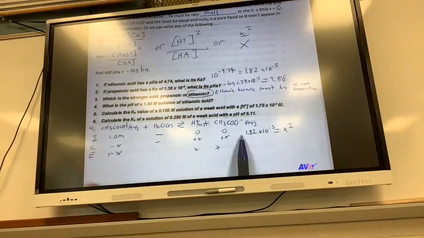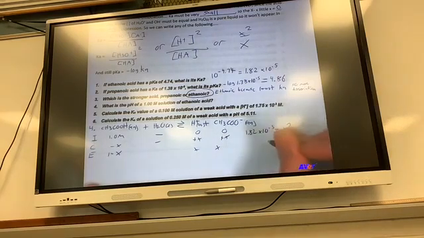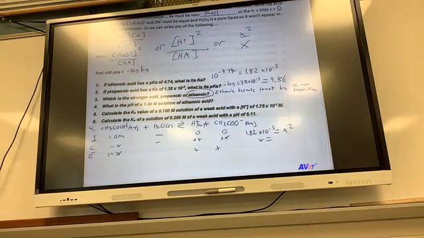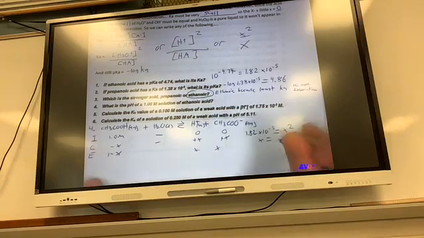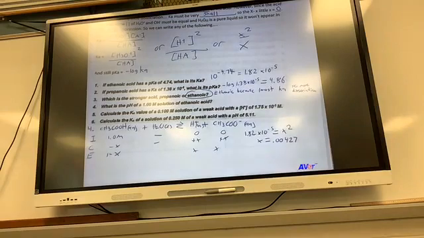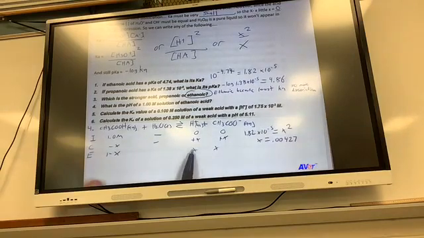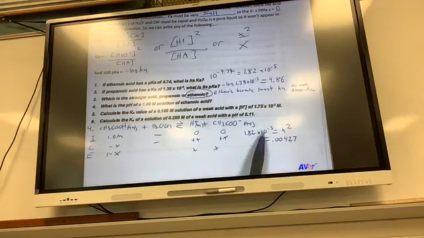So it's literally just 1.82 times 10 to the negative fifth is equal to X squared. Solve for X. Take a square root. That's what I got: 0.00427. So that is my concentration of H plus. Do it one more time. You could do 1.82 times 10 to the negative fifth to the power of 1/2, or square root it. So 0.00427.